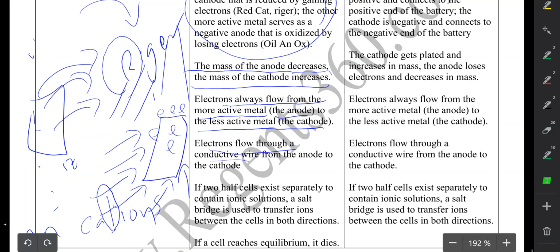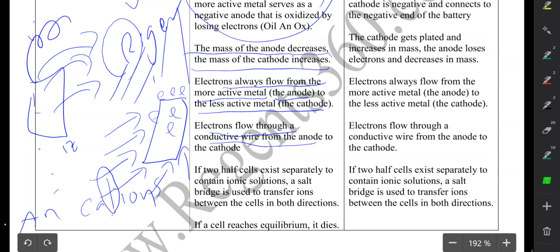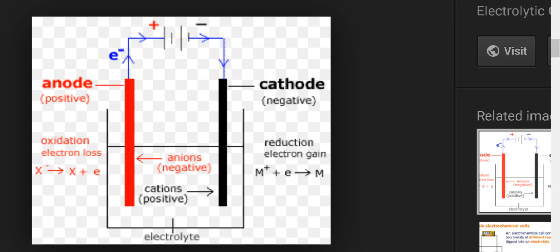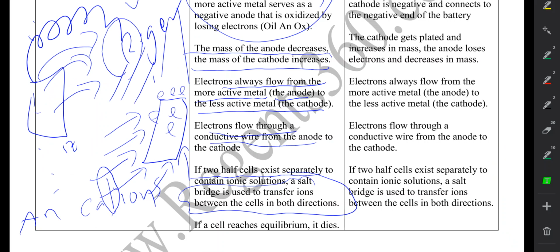Electrons flow through a conductive wire, so there will always be some kind of wire that will transfer the electrons. We have a lot of wires in our homes to transfer electricity. Electricity is the movement of electrons. If two half cells exist separately, then a salt bridge will be necessary to transfer the ions in both directions. So again, the cations, let's go back to that picture, will go towards the cathode, and the anions will go towards the anode.